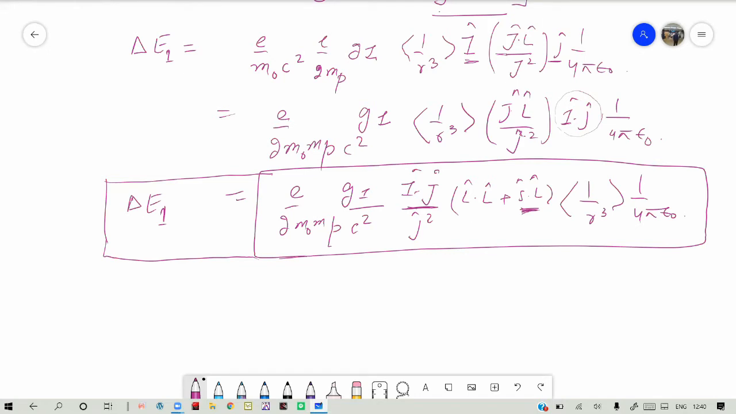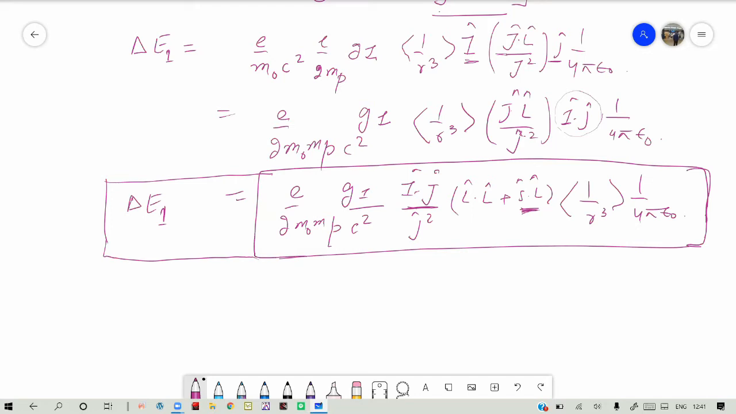It will be a constant actually because the value is very small. I dot j is very small, and it remains conserved with respect to time. That's why we have taken it out, I dot j by j square. This interaction between I and j is very small and such that it remains conserved or constant with respect to time. That's why it has been taken as a constant. So this is the case of interaction when we only consider the orbital motion and spin of the nucleus.